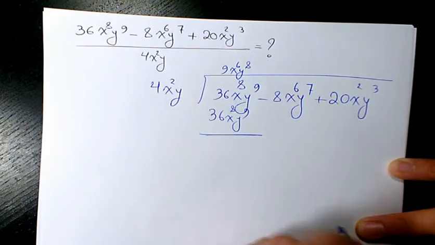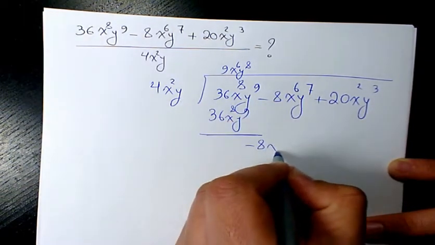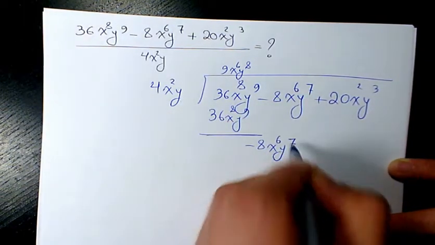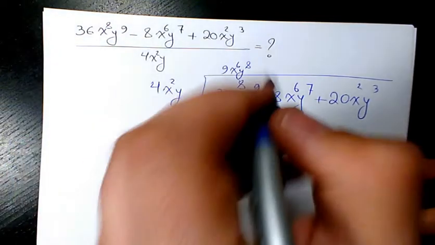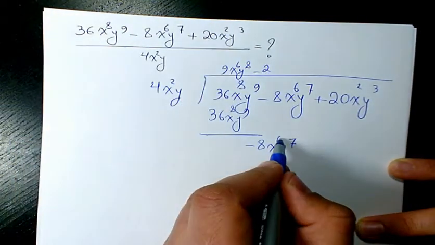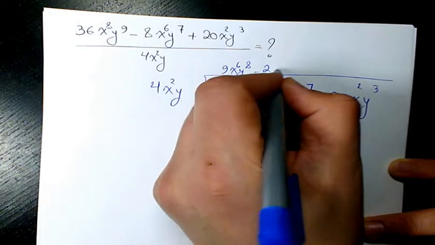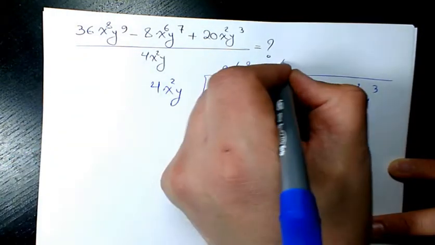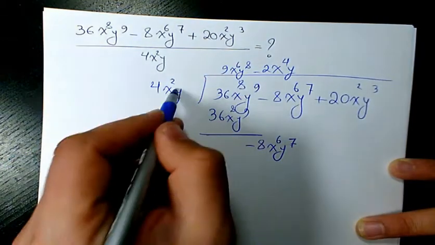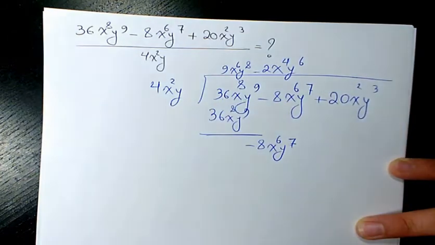It's going to be, when you subtract it, 0. You bring the next number down. Negative 8 divided by 4 is negative 2. x to the power of 6 divided by x to the power of 2 is going to be x to the power of 4 y to the power of 6.